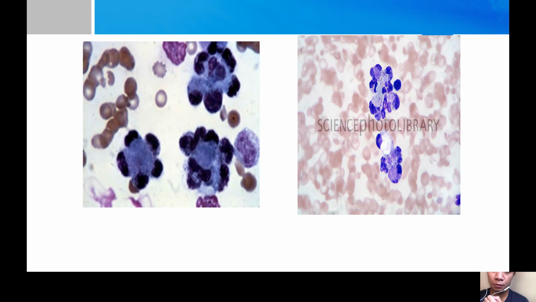If you stain this with the right stain, if you're doing your peripheral blood smear preparation, you're able to identify your LE cell as stained homogeneous and smooth.